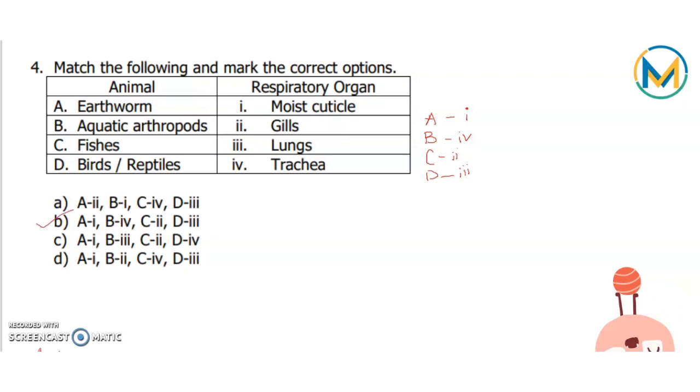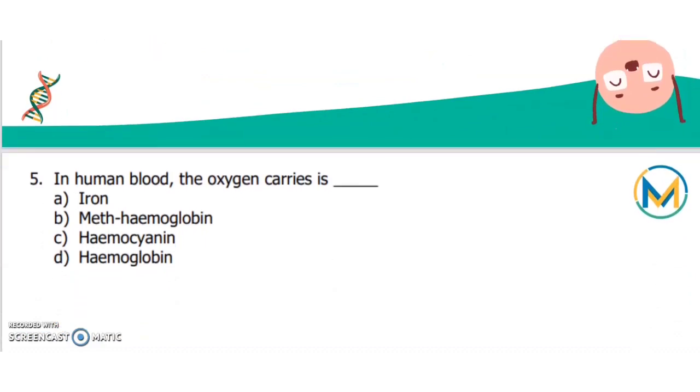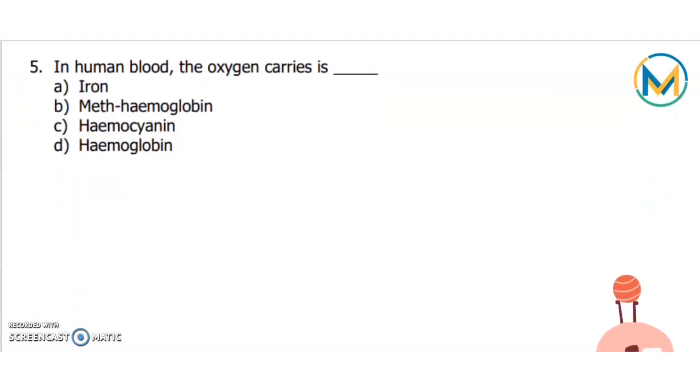And the last question. In human blood, the oxygen carrier is... So in human blood, oxygen is carried by hemoglobin, an iron-containing red pigment. It is responsible for transport of oxygen and carbon dioxide in the human blood, and the correct answer is option D, that is hemoglobin.